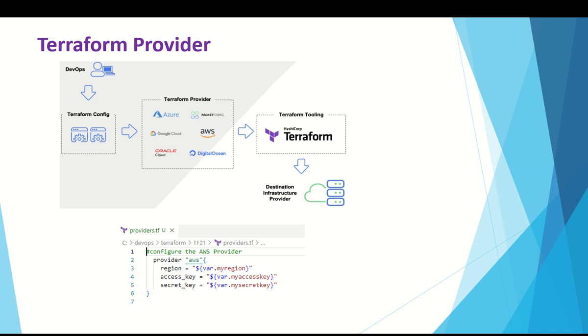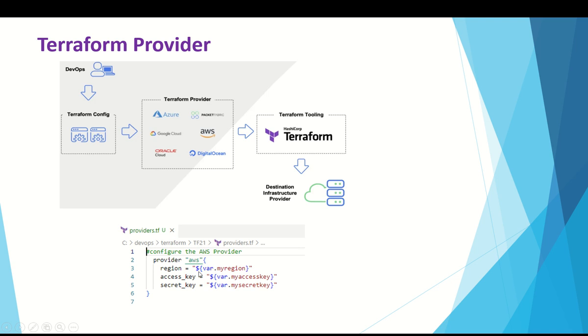So if you use an Azure provider, then obviously Terraform will connect to the Azure environment. And if you're using an AWS provider, then it will connect to AWS. If you are using Google Cloud, then it will connect to Google Cloud. So we need to mention the provider in our code. It's nothing but the Terraform API, which connects you to the concerned environment or third party provider.